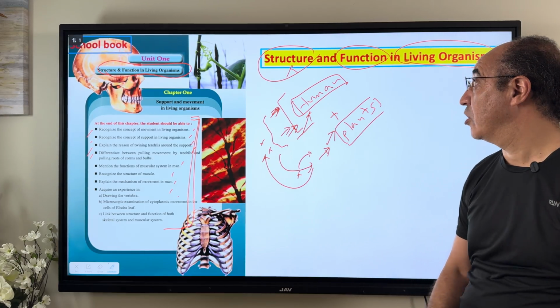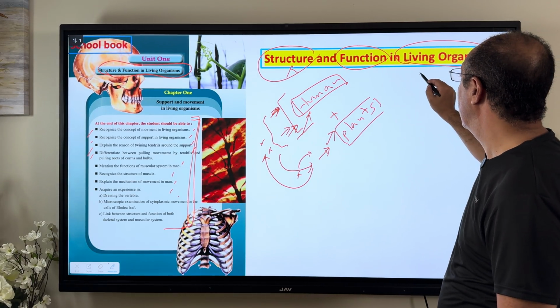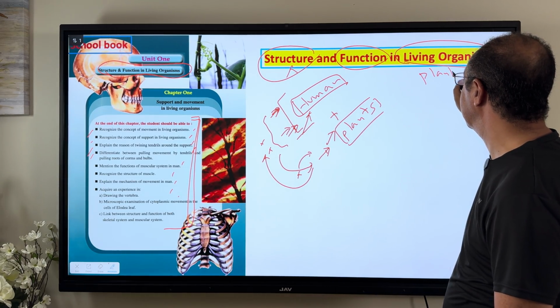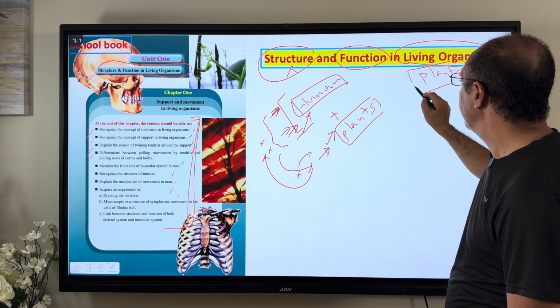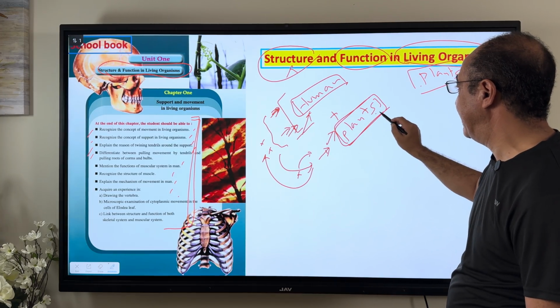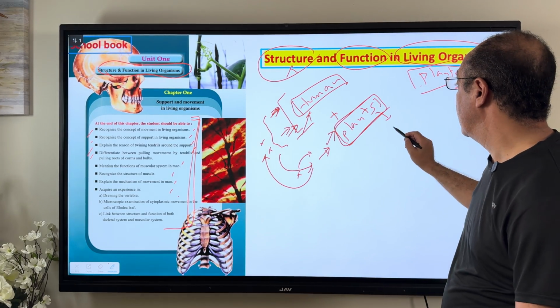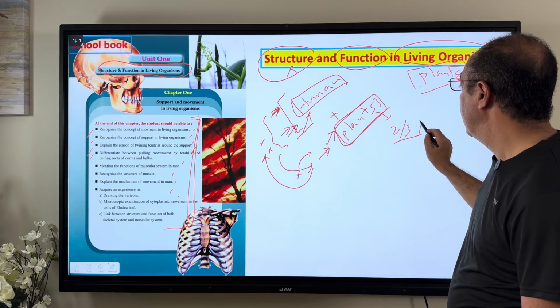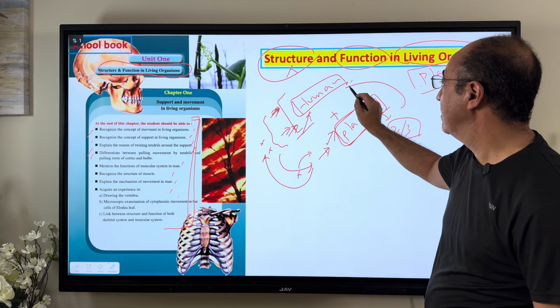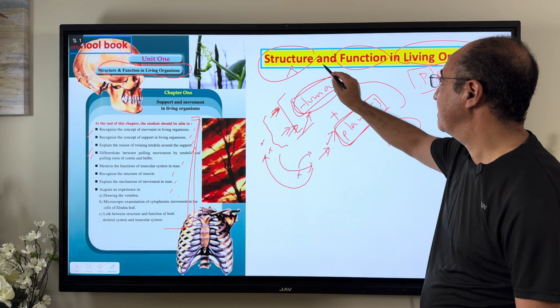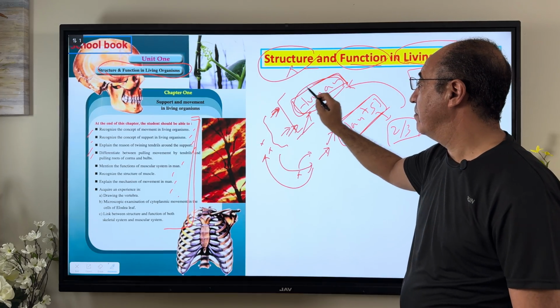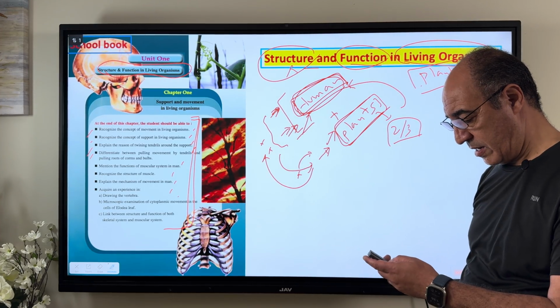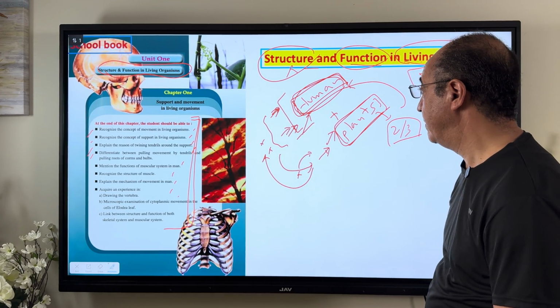So for example, today we'll talk about the structure and function of living organisms. We will start with focusing on plants. Okay, so we'll start with plants, and that's going to take up to 2 or 3 lectures, right? And then we'll shift gears and handle the same sort of system, but in the human body. All right.